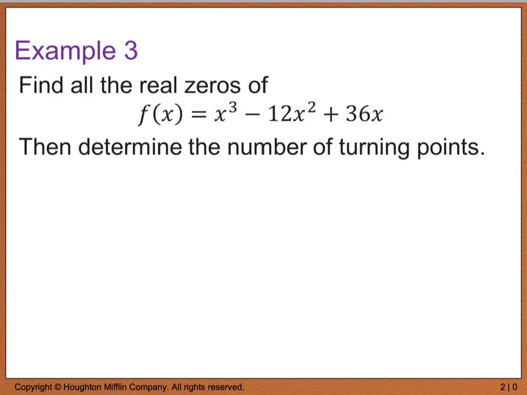So in example 3, it says find all the real zeros of x cubed minus 12x squared plus 36x, and then we want to determine the number of turning points.